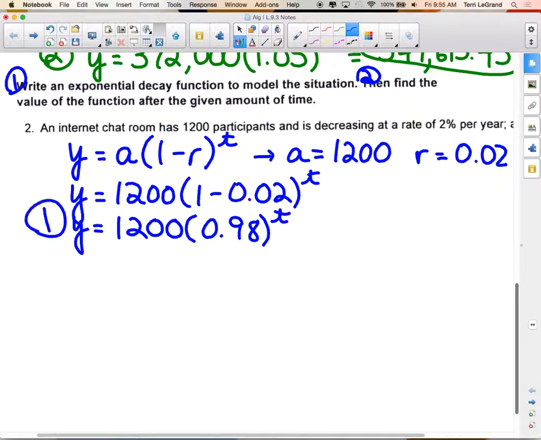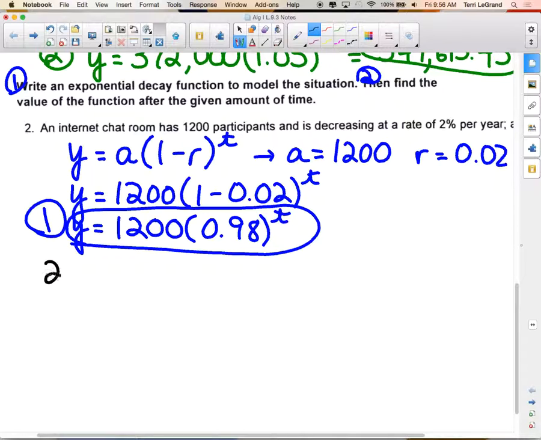There's our answer number 1. It has a y and it has a t. The model that will work for whatever situation you want to use with this problem. And then problem number 2 says, the second part says after how many years? 5 years? Yeah.